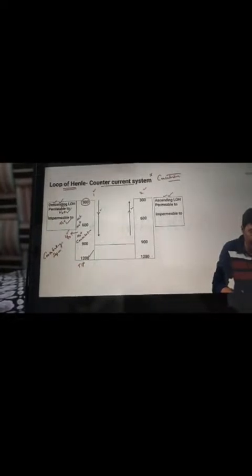osmoles. Why is this capability, sir? Descending loop of Henle is permeable only to water, but impermeable to solutes like sodium. Sodium is staying inside, making this segment concentrated. That is why this segment is called, remember guys, the concentrating segment of nephron. Which segment? Descending loop of Henle. So the fluid is concentrated here.